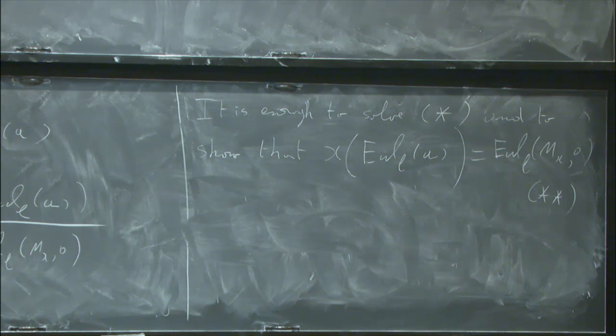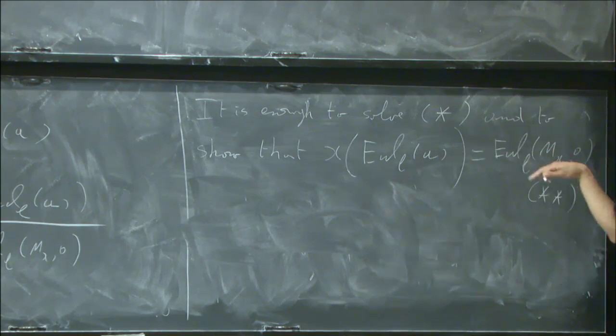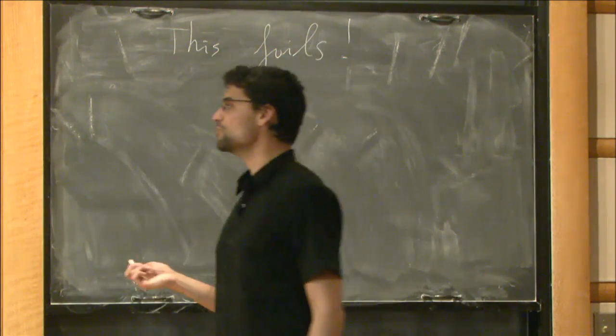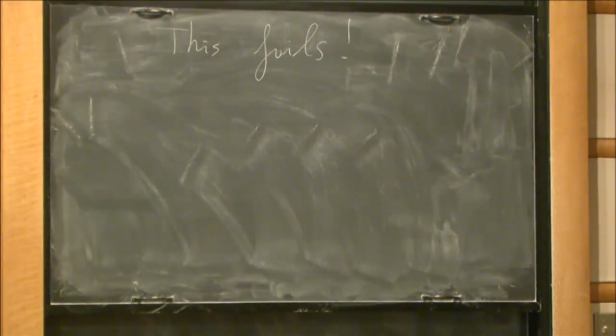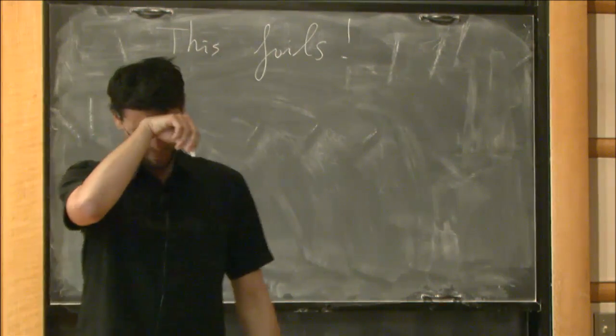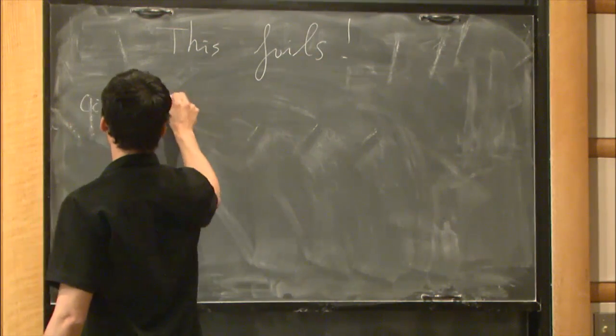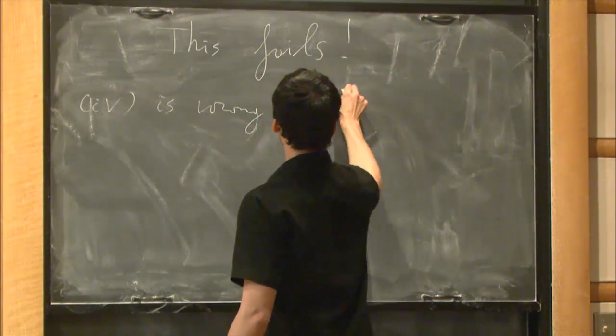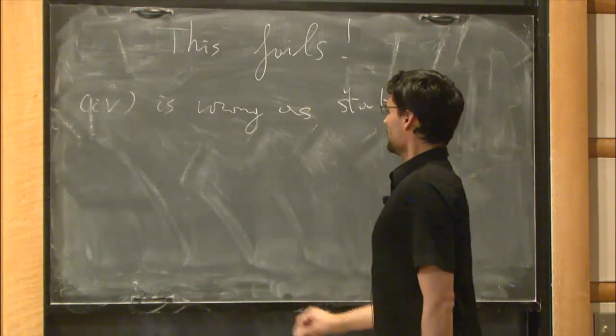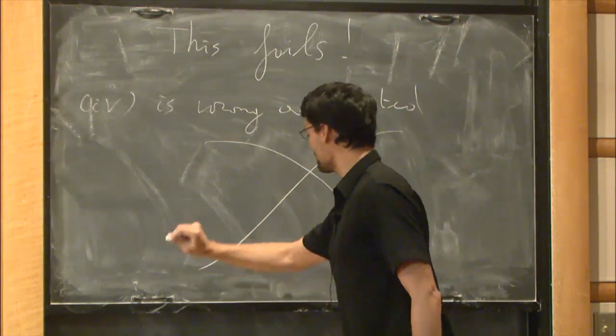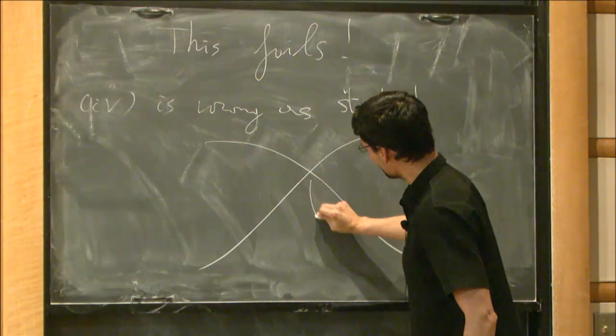But here is some bad news now. This fails. So this is not true. Which might not be so surprising because we have not used any hypothesis on x. But that would be statement 4 of Kato. So statement 4 does not work. And the reason is, if you go back to the very first picture I drew, is that it fails at this point.